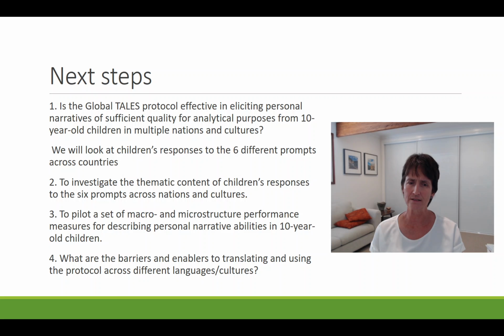We also want to look at some macro and microstructure performance measures, like what is the mean length of utterance? How much do the children actually talk? How many different words do they use? To get a sense of what's happening in different countries, not to compare countries, mind you. And then finally, we really want to know from different researchers and clinicians who've been involved in the project to date, what are the barriers and enablers to translating and using the protocol across different languages and cultures?